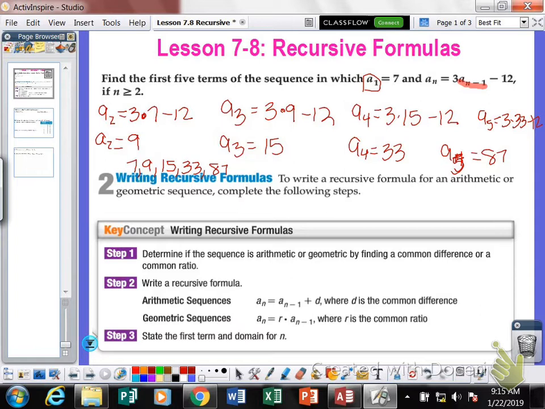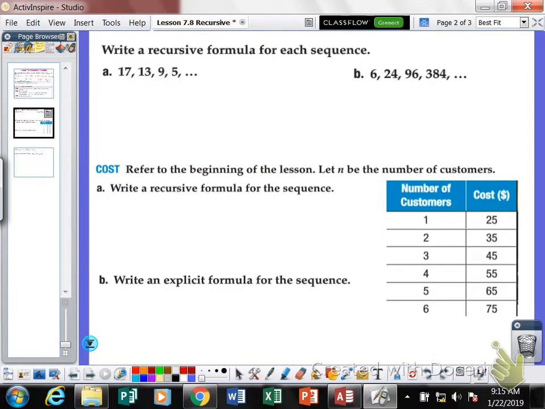So let's go ahead and apply it. The first one is write a recursive formula for each sequence. Before I can write my formula, I have to know what kind of sequence I have. Do I have arithmetic or geometric? I look at the terms and I see that I'm adding 4, adding 4, adding 4 each time. So I know it's arithmetic. Arithmetic uses that one form, a sub n equals a sub n minus 1 plus d.